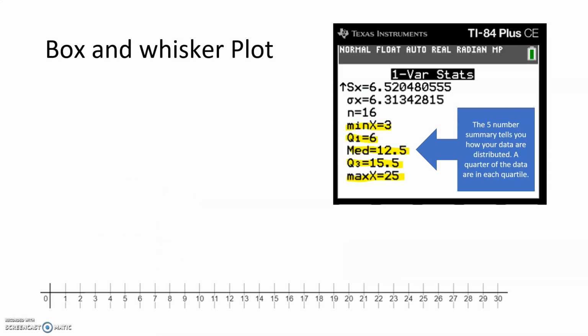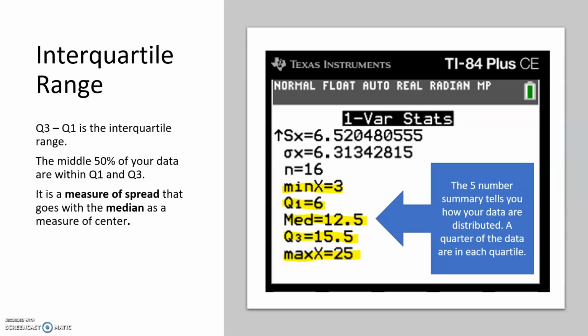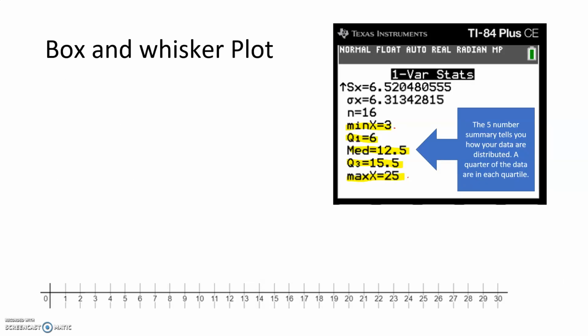What you can do with that is you can turn it into a box and whisker plot. So the way you make a box and whisker plot is first you make a standard number line that goes from your minimum X value to your maximum X value. So make sure that those numbers appear on your number line. Then you're going to plot a point at your minimum value and a point at your maximum value. Those are going to be your whiskers for the box and whisker plot.